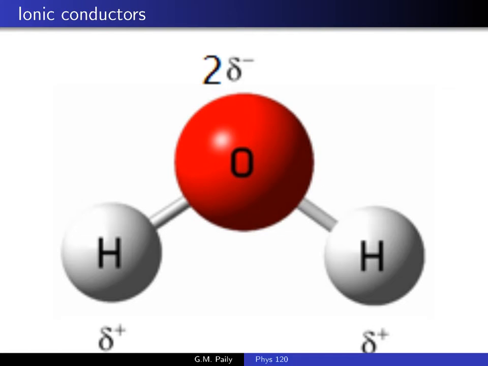However, the oxygen atom is more electronegative than the hydrogen atoms. As a result, the shared pair of electrons is pulled slightly closer to the oxygen atom. And so we say that the oxygen atom has a slight net negative charge, and each of the hydrogen atoms has a slight net positive charge.